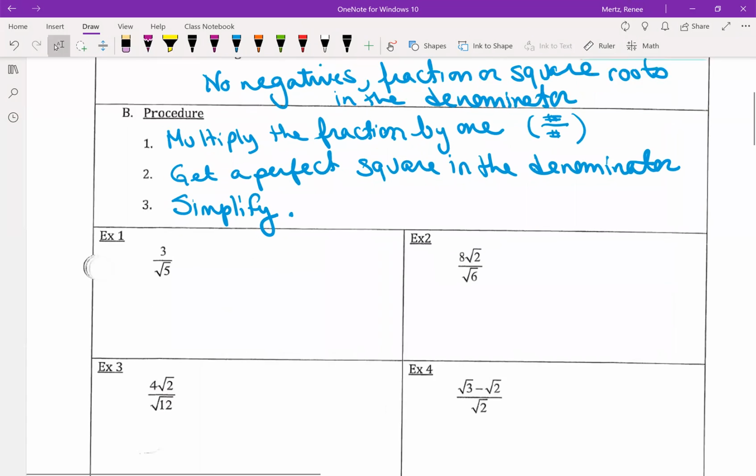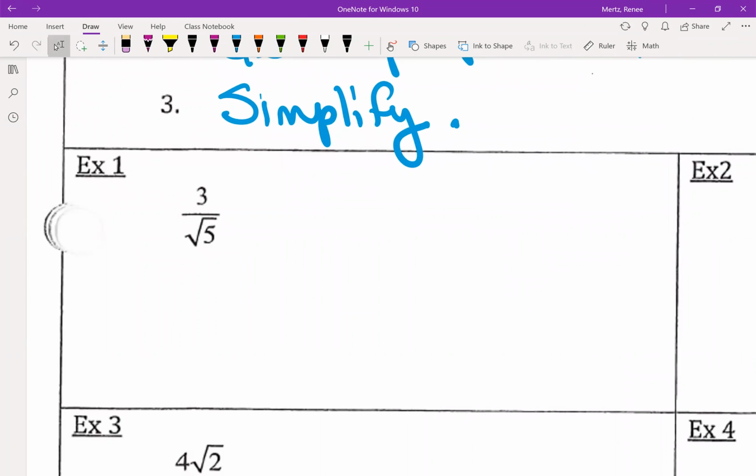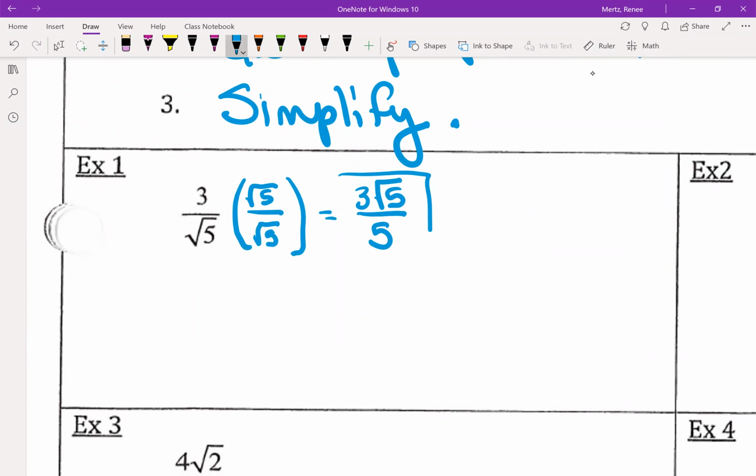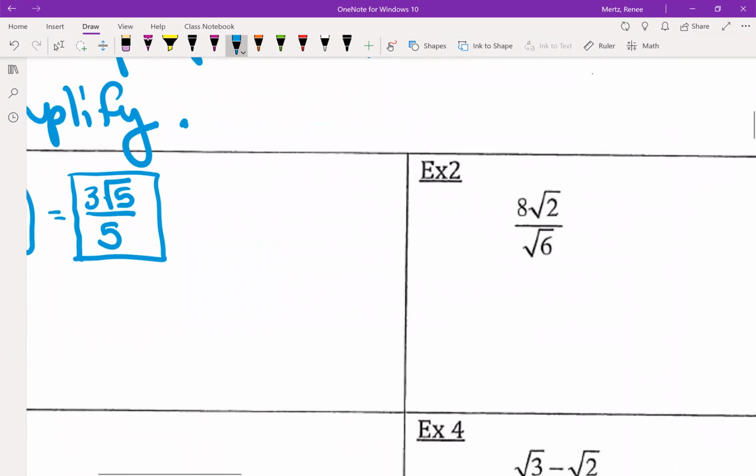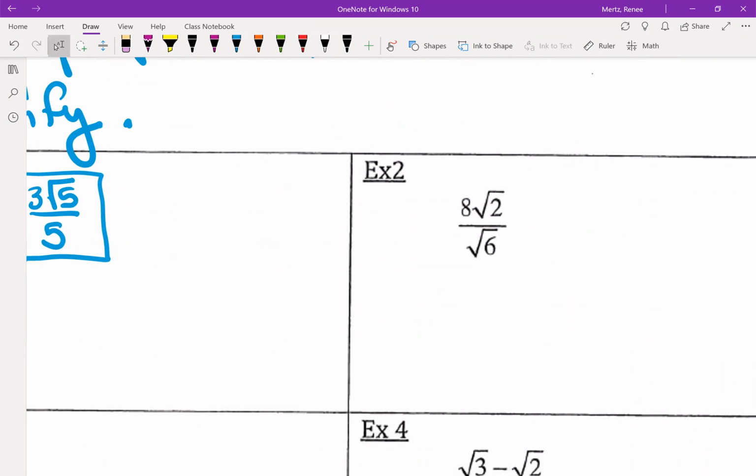So our first mission is to get the square root of 5 out of the denominator. So in order to do that, we're going to multiply the top and the bottom by a radical 5 over a radical 5. So 3 radical 5 over 5. Cannot be reduced, so that one is done. Example 2. It's up to you.